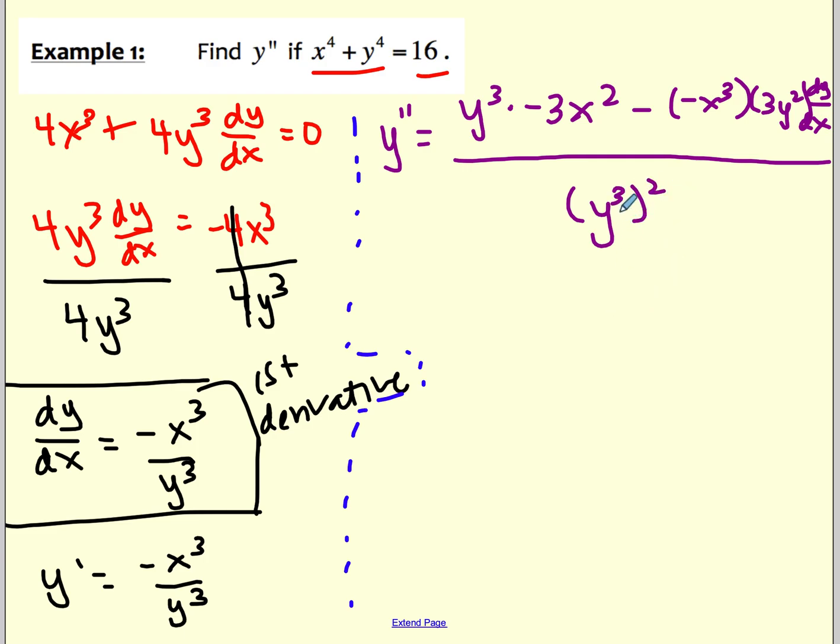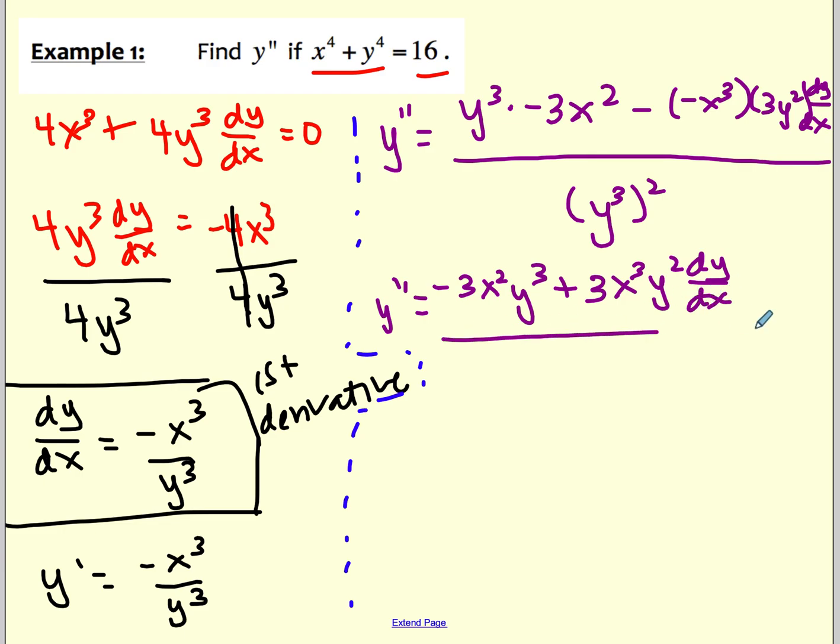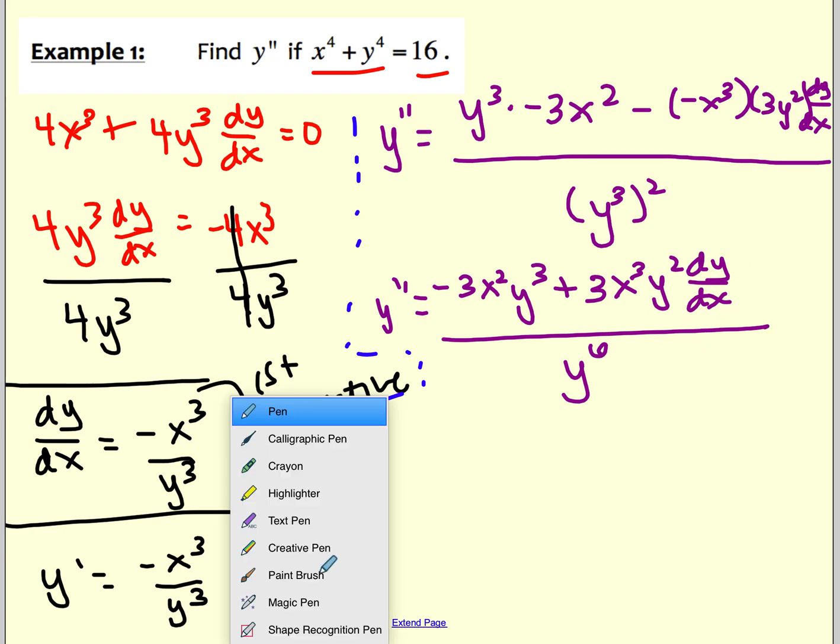Okay. And let's just do a little simplifying. So y double prime equals, I'm going to write negative 3x squared, y to the third. Then it's going to be plus, and usually you guys, you write the constants in front. So I'm going to have 3 x cubed y squared dy dx all over, I'm going to write y to the sixth. Okay, power to a power. Now from here, this is not your final answer. Typically, if this shows up on an exam, it would say in terms of all x's and y's. Okay, so it means there can't be this dy dx listed here or left here. So we're going to go ahead and take care of that.